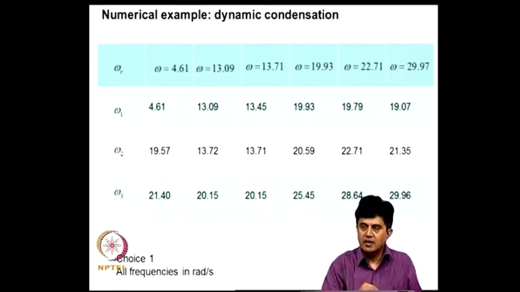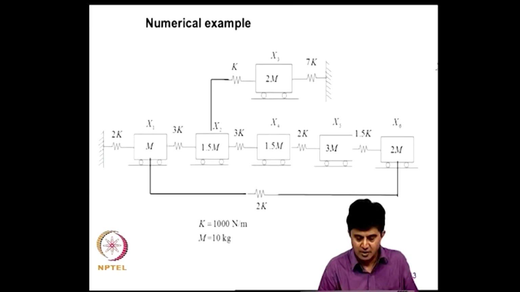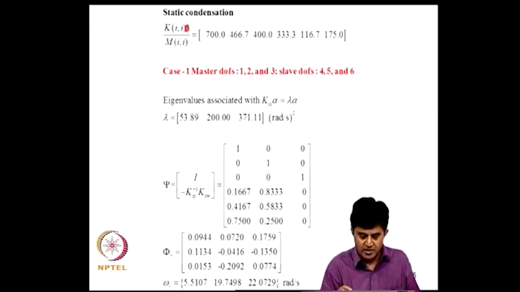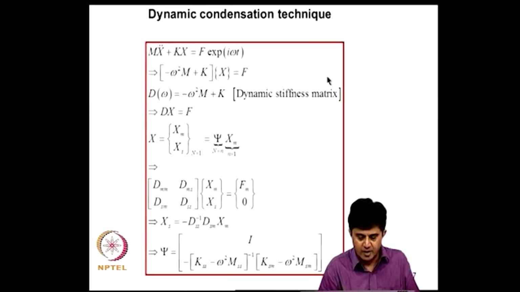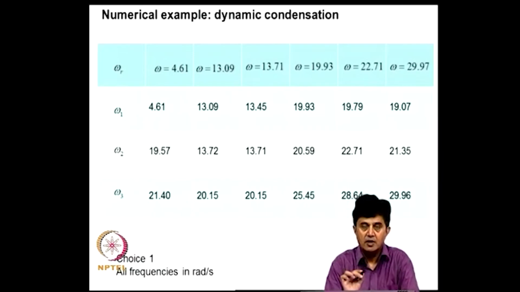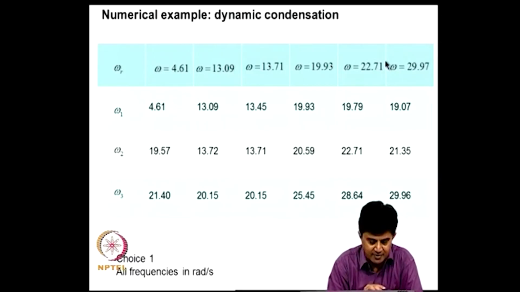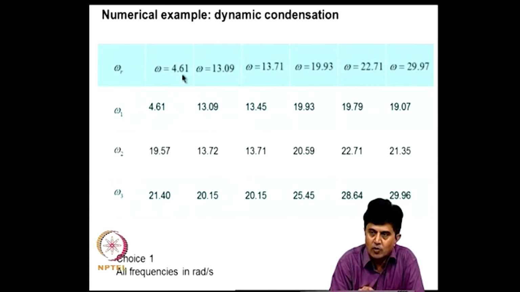Now we will return to the same example that we considered earlier. I will again follow the same choices of master and slave degrees of freedom, but now I have an additional choice to make on driving frequencies. I have made 7 choices. In the first choice I take omega to be 4.61, which happens to be the first natural frequency of the system, and from a 7 degree of freedom system I get a 3 degree of freedom system.